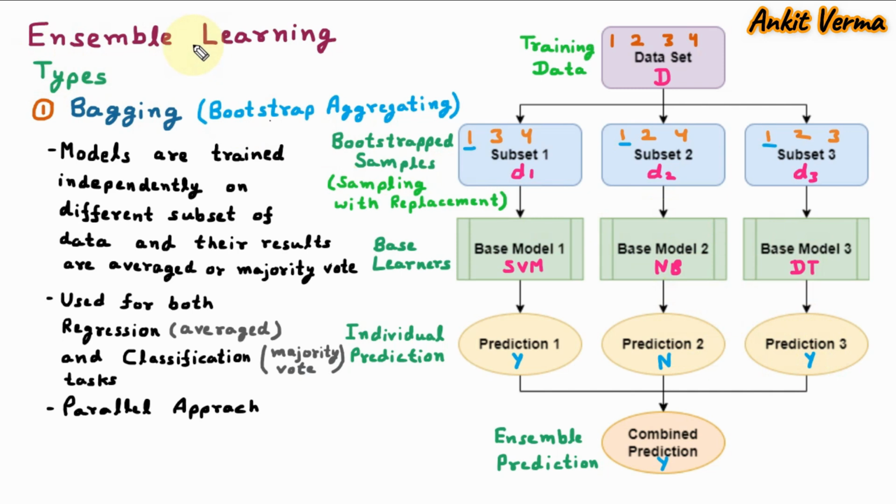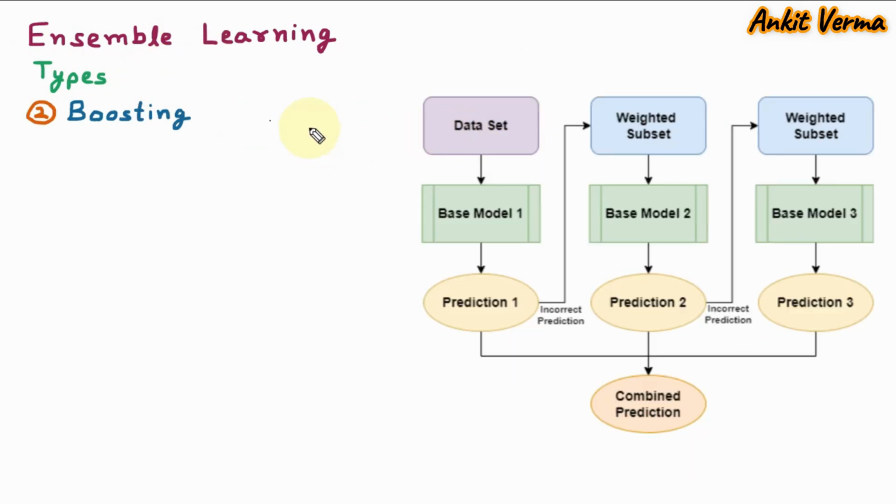The next type of ensemble learning is boosting. In boosting, let us suppose that we have the dataset. We give it to base model 1, let's say SVM. For some data, it will do the correct prediction, and for some data, it will do the wrong prediction. Now this data of incorrect predictions will again be given to another model, let's say naive Bayes. From that data, again naive Bayes will do some correct predictions and some wrong predictions.